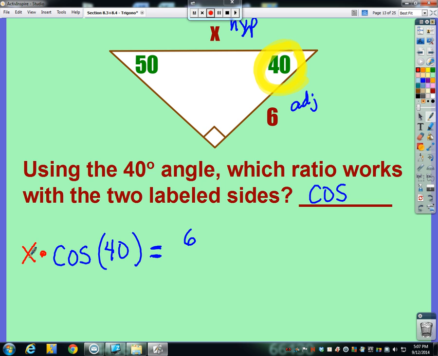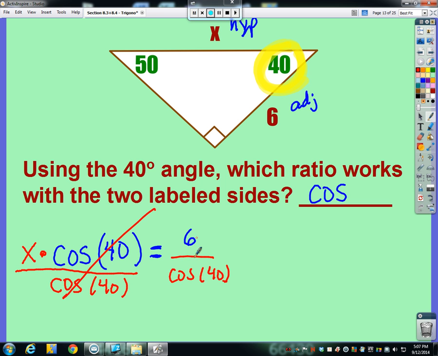Now, if I want to get the x all by itself, it's being multiplied by the cosine of 40. Remember, the cosine of 40 is just a decimal number. So how are we going to undo a multiplication with a decimal number? We're going to divide that decimal number over to the other side. Now that's gone, and here's what x is going to be. This is where you get to grab the calculator and go, what is 6 divided by cosine 40, end parenthesis.